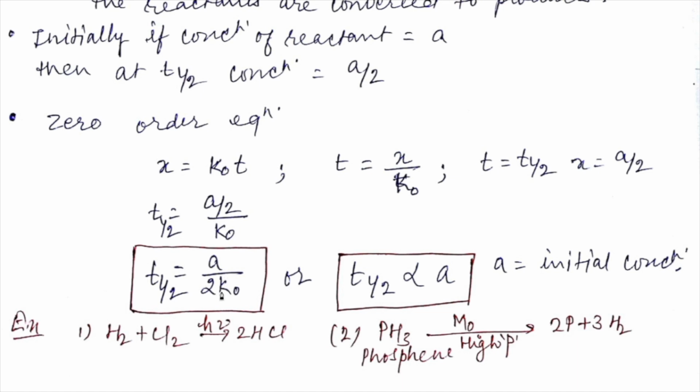Now here 2 is a constant, K naught is a constant. So if we remove these two, that means T half comes out proportional to A. What does it mean? That the half-life period of a zero order reaction depends upon the initial concentration of the reactant. Some examples of zero order reactions are these: formation of HCl, and decomposition of phosphine to phosphorus and hydrogen gas. So this is all about zero order reaction. Next we'll discuss first order reaction.